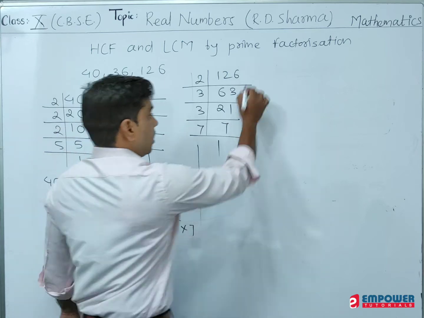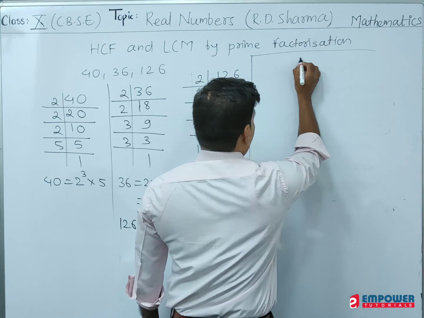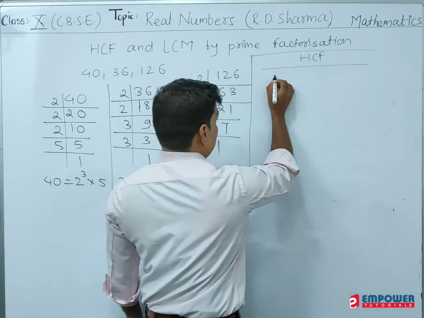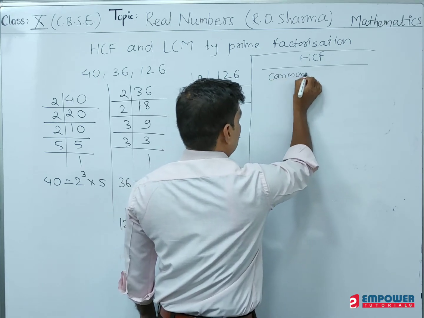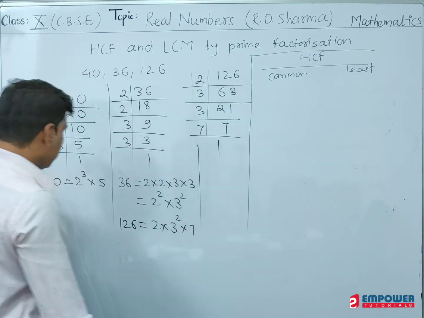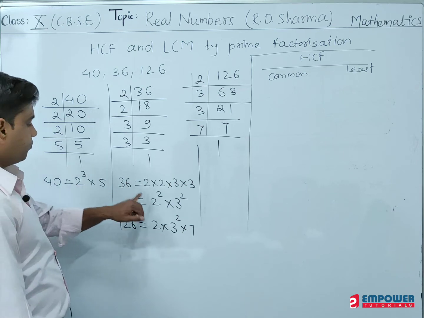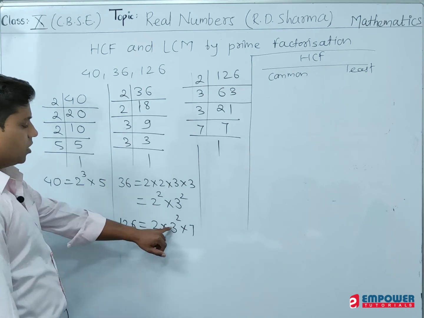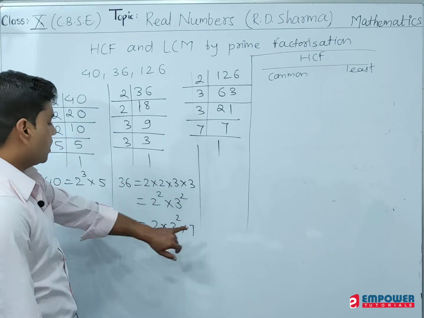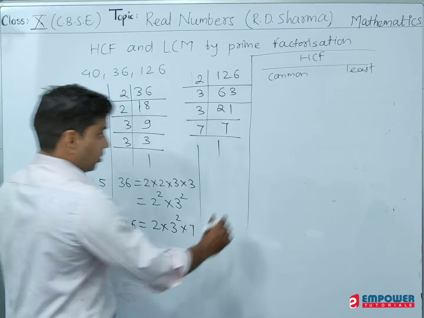Now what do we have to do for HCF and LCM? First we will do the HCF. What do we have to do to find the HCF? We write the common factors, with the least exponent. What are the common factors between these three numbers? 2 occurs here, 2, 2 and 2. See here, 3 is not common, 3 occurs between only these two numbers. 7 also occurs in only 126, so only 2 is common.